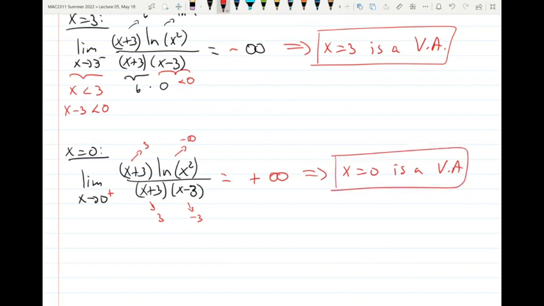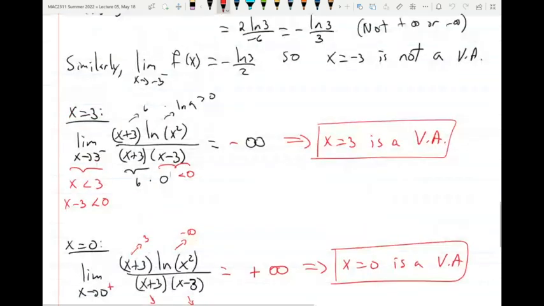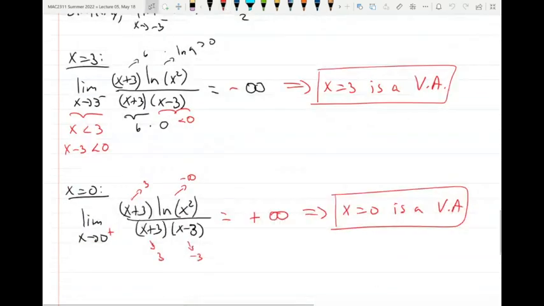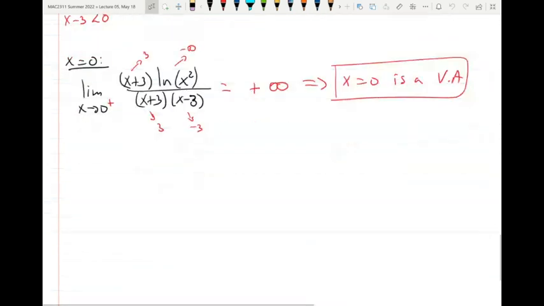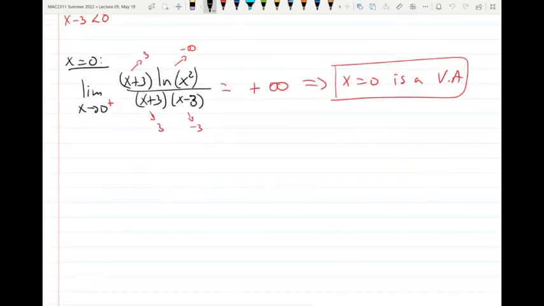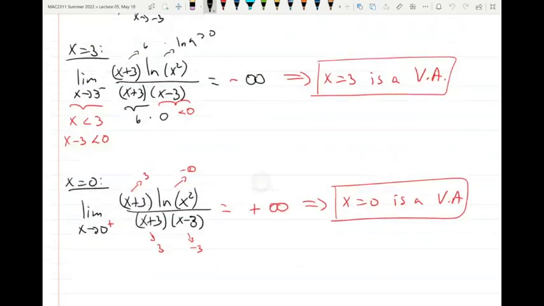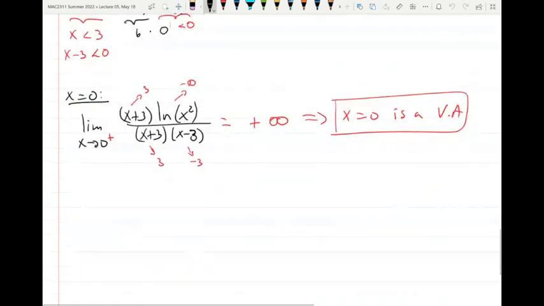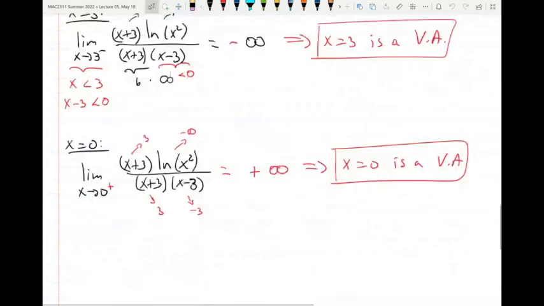So this function has 2 vertical asymptotes and a hole. Just by taking these little limits, now we know several things about this function, okay? And this will be information needed later when it's time to graph. Okay, are we okay with this? All right, so that was that one. Then the last one.